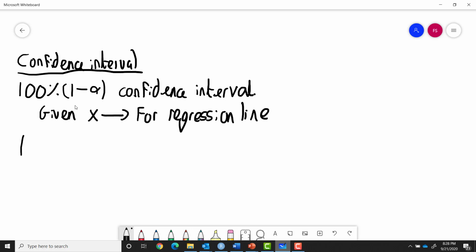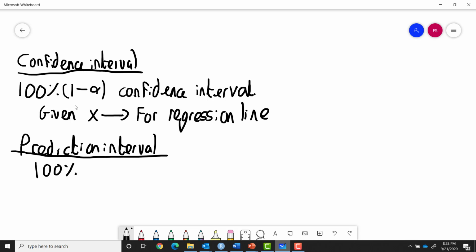Now, the prediction interval, and in a business sense, this is actually the most useful.